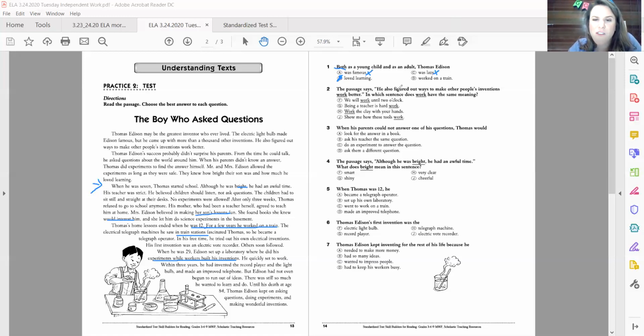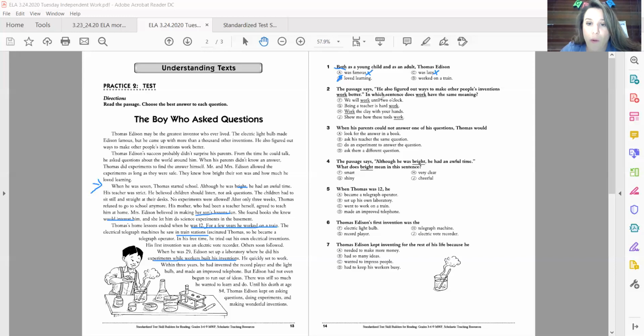The passage says, he also figured out ways to make other people's inventions work better. In which sentence does work have the same meaning? Okay, so when we do these multiple meaning words, we first reread the sentence to think about what's going on. He also figured out ways to make other people's inventions work better. So I'm thinking about inventions working. It's an object working, not people working. So to get the inventions to work better, it's an object, a thing.